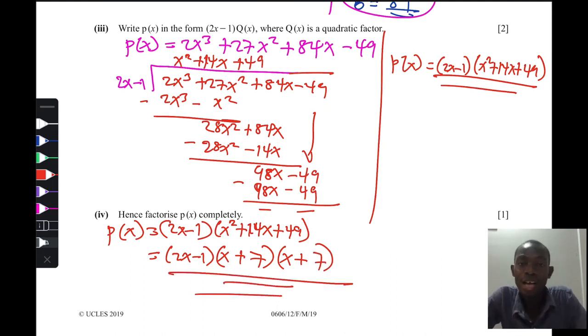All right, so this is how to approach questions on factors and polynomials.